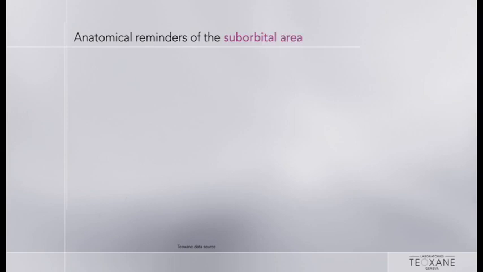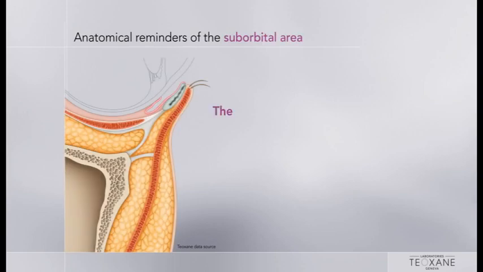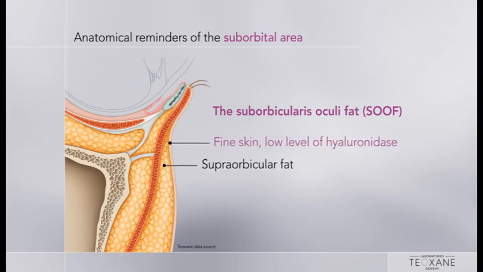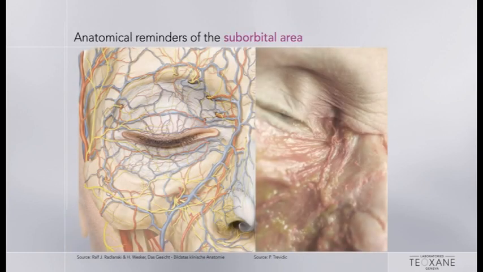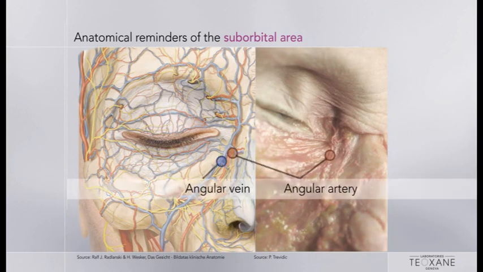The anatomy of the suborbital area consists of 5 layers: the skin, the superficial fat, the orbicularis oculi muscle, the suborbicularis oculi fat, SOOF, and the periosteum. The suborbital region is richly vascularized with the passage of the angular artery and vein at the inner corner of the eye. This area is a high-risk area.